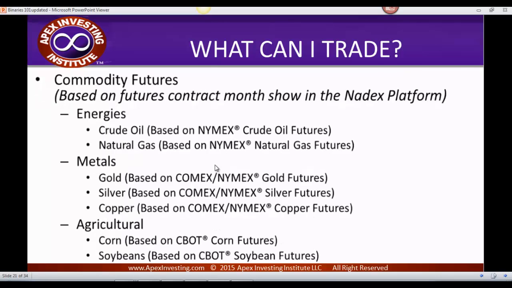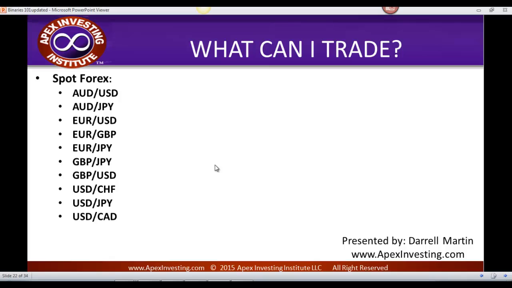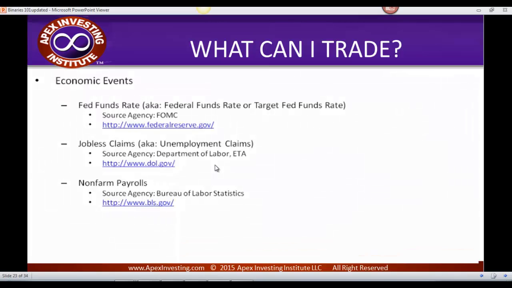As far as the commodity markets, energies, we've got oil and natural gas. For metals, we've got gold, silver, copper. On the ags, we've got corn and soybeans. For spot Forex, we've got 10 different FX pairs right now that you can trade Nadex binaries on. Aussie dollar, Aussie yen, euro dollar, euro pound, euro yen, pound dollar, dollar franc, dollar yen, and dollar CAD.